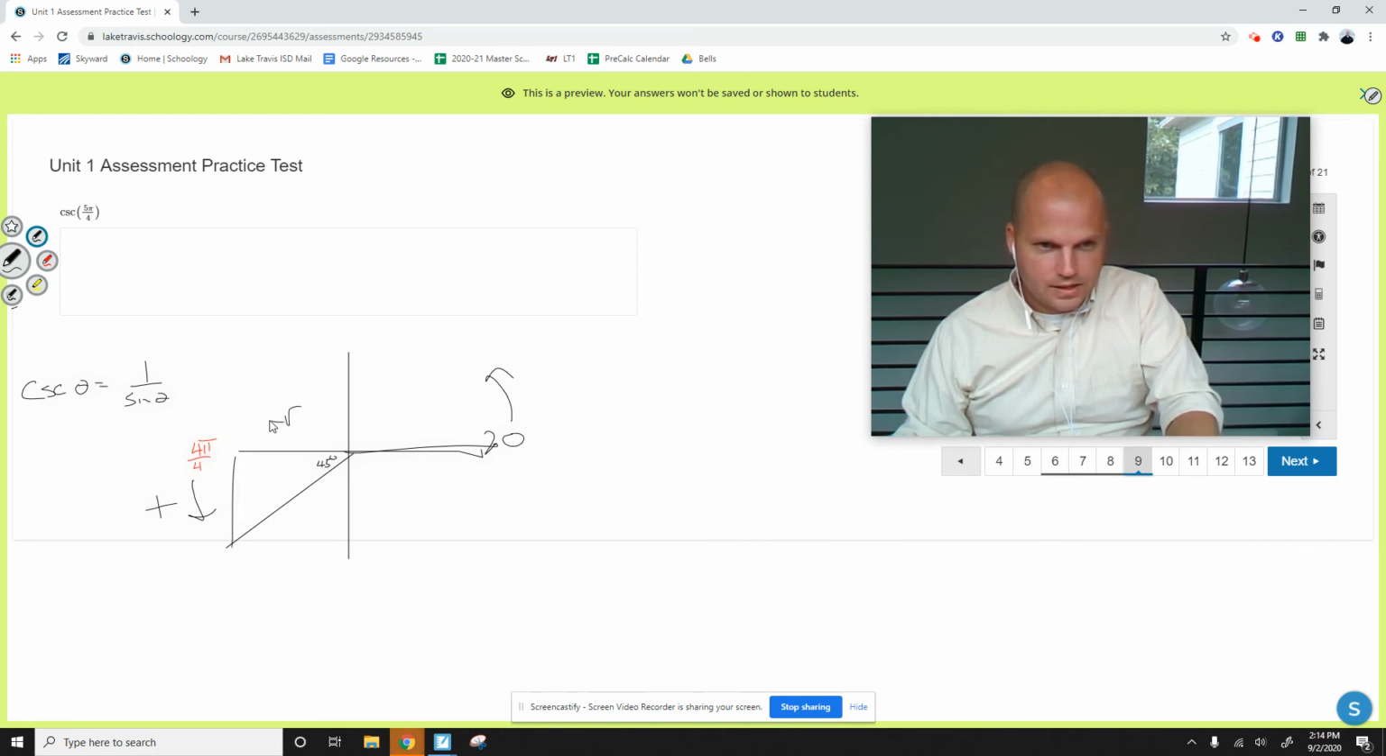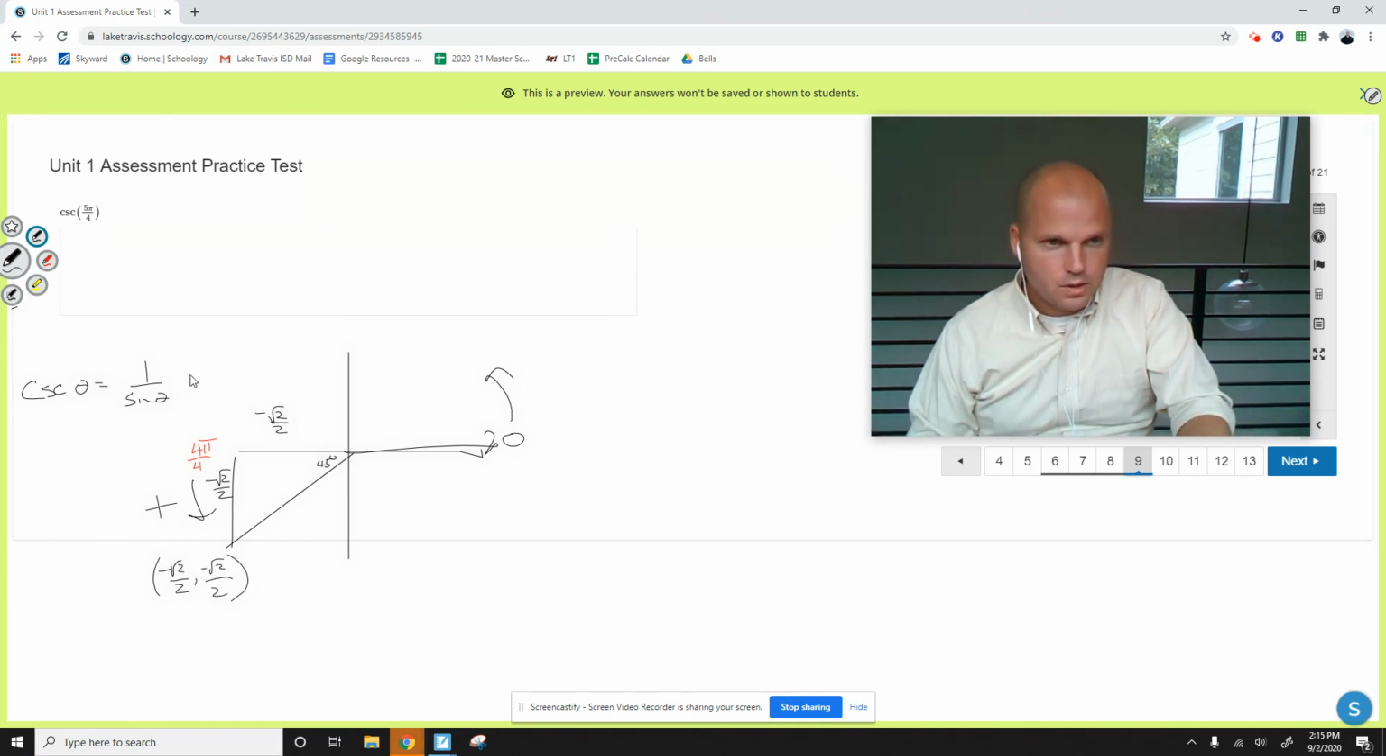We're talking about side lengths of √2 over 2. That's negative and that's negative because I'm going to the left and going down. You can list off the point if you want to, but it's not required, and I haven't been doing it so far. Now, the sine. Sine is the vertical. The sine is -√2 over 2.